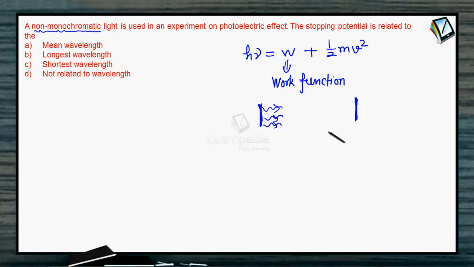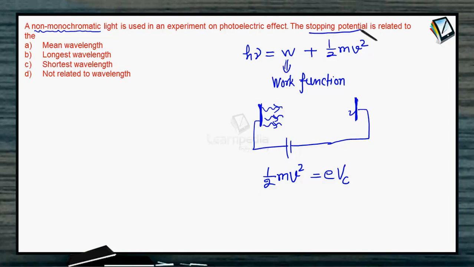So let us apply a negative voltage in such a way that no electron is able to reach this plate. Then what should be the situation? The kinetic energy of the electron must be used up in this potential difference. Say Vc is the cutoff voltage, the stopping potential. Another name for the stopping potential is the cut-off voltage.